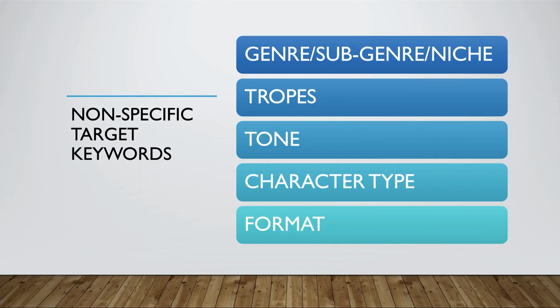Now, for non-specific keywords, there are a few different types, like genre, tropes, tone, character type, and format. So I kind of went through what I would use for an urban fantasy romance. So urban fantasy romance, vampires, slow burn, which is a trope, enemies to lovers, which is a trope, dark, which is tone, snarky female, alpha male, that's character types. Now format's interesting. Format would be something like ebook or paper book or audio.